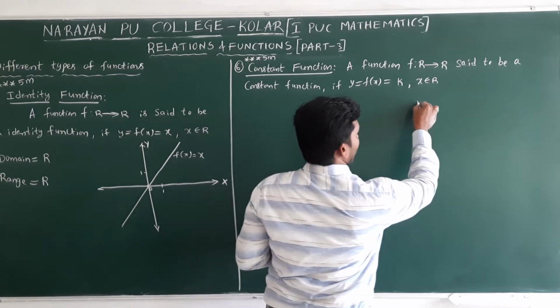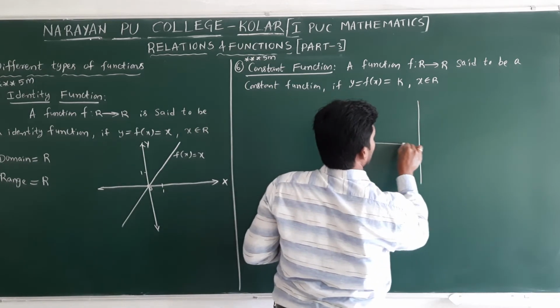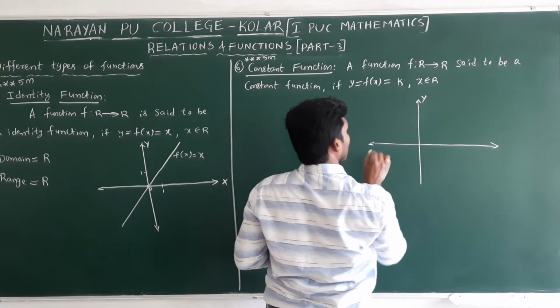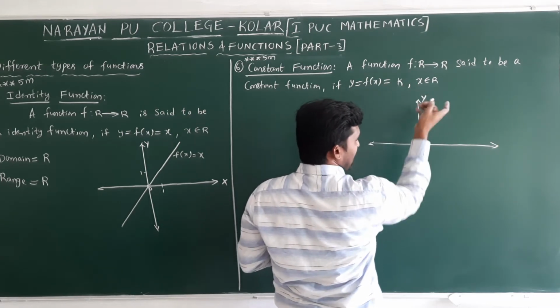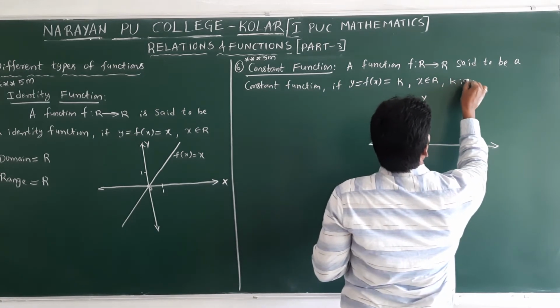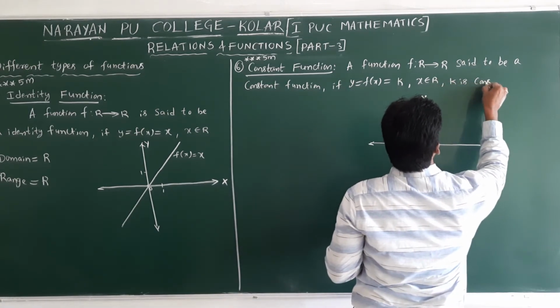Here, coming to the graph. Already I said range means set of images. Here the image y is fixed, k constant, okay? Where k is a constant.